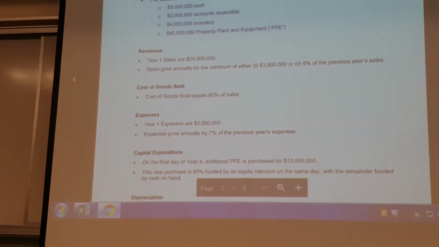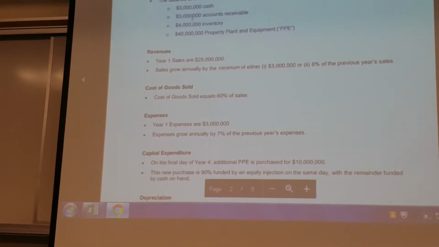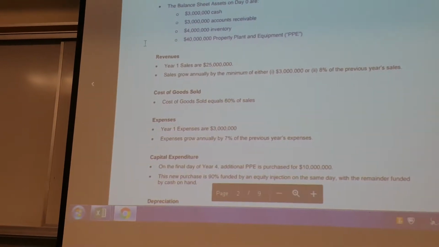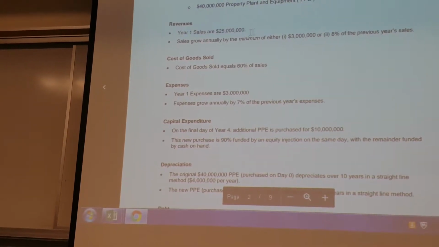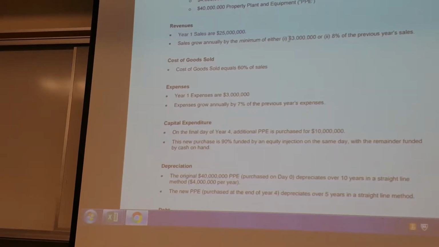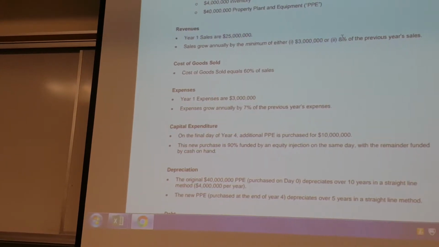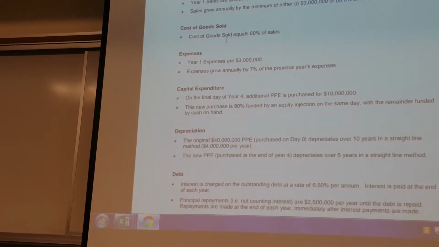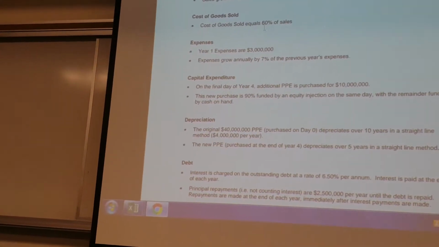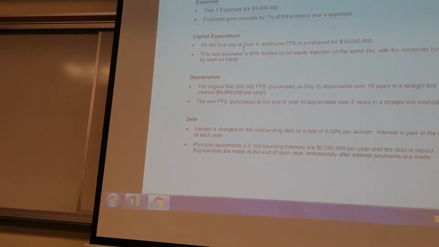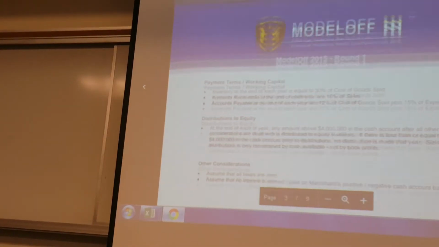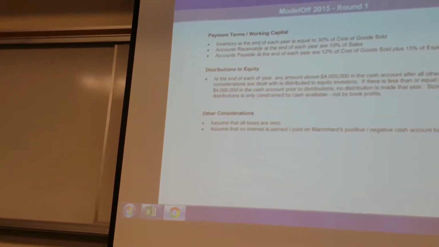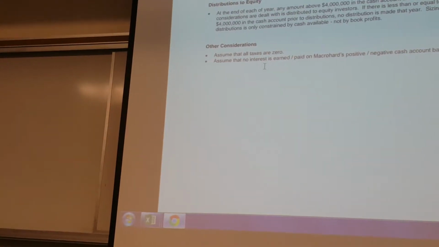Here's the initial investment. We've got this much cash, accounts receivable, inventory, property, plant, equipment, etc. Here's your assumption about revenues. It starts off at 25 million, and then it grows by a minimum of either 3 million a year or 8%. Assumption about COGS, assumption about expenses, it takes you through everything. So you've got capital expenditure, depreciation, debt, working capital, distributions if you have excess cash, etc.